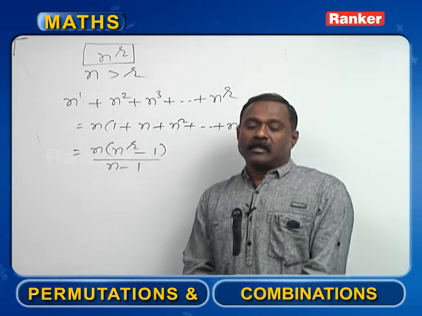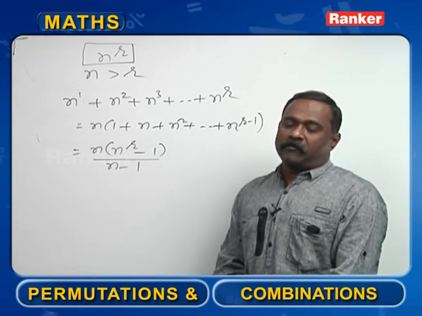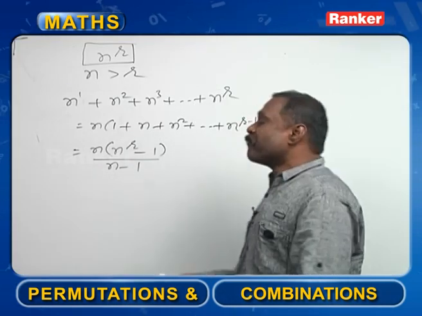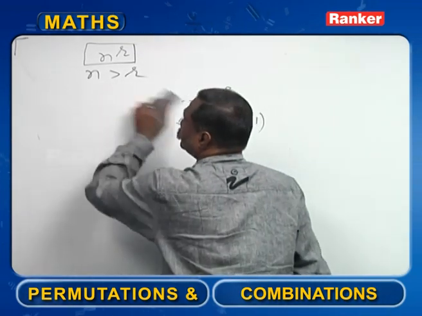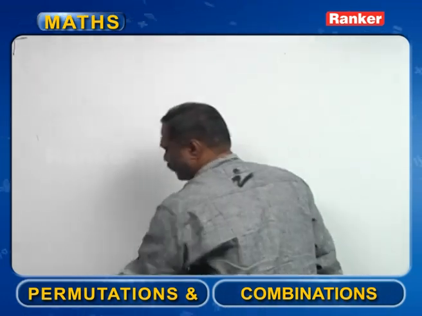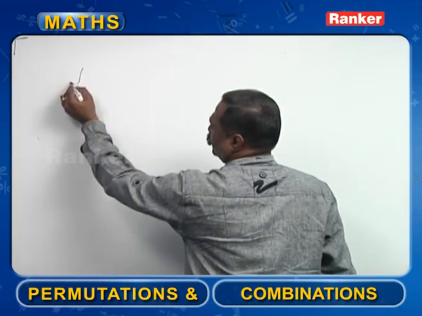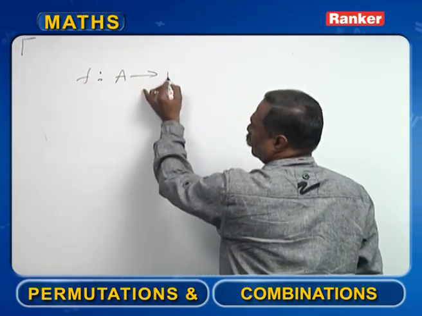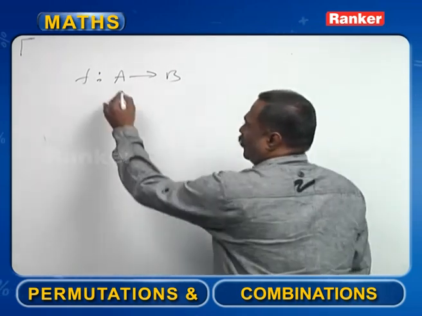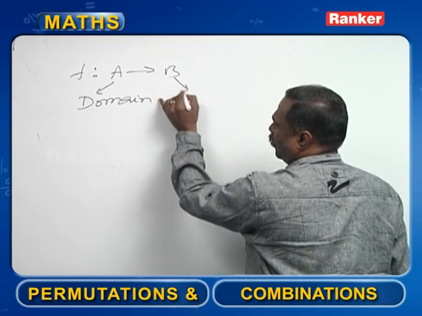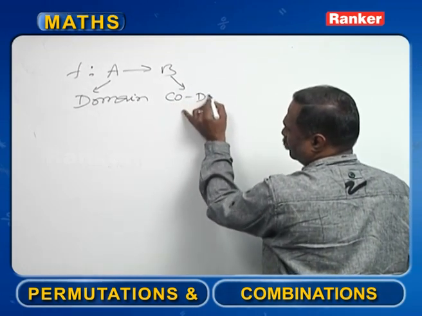So, you understand that. Now how many functions and others can be defined using this? This is an important thing to be understood. But before that, you must know the definition of a function. Simply, I'll tell you like this. f maps A to B. What is A? You know, A is the domain. What is B? B is the codomain.